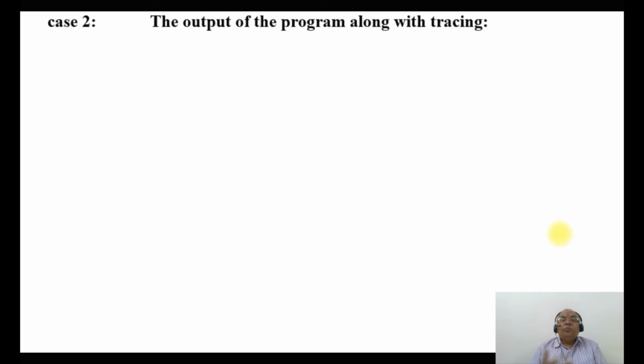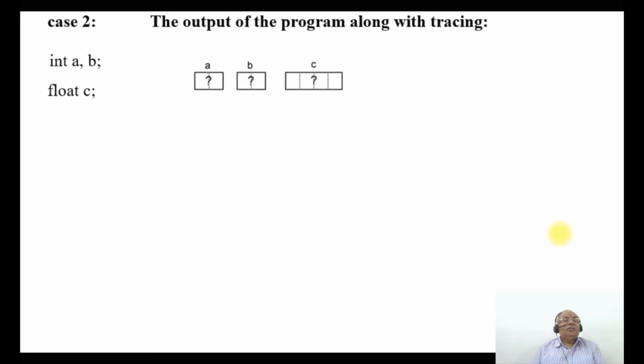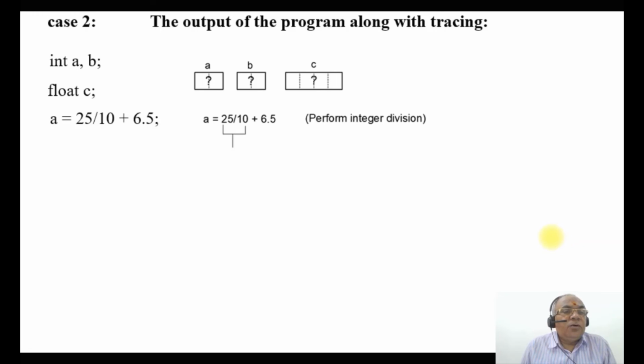Then in case 2, the output of the program along with the tracing, how will it be obtained? Suppose you are considering int a, b, float c. These have garbage values initially. Each integer variable, a and b, will have 2 bytes, and c is a float which is 4 bytes. Suppose a is equal to 25 by 10 plus 6.5. So how is that going to take place?